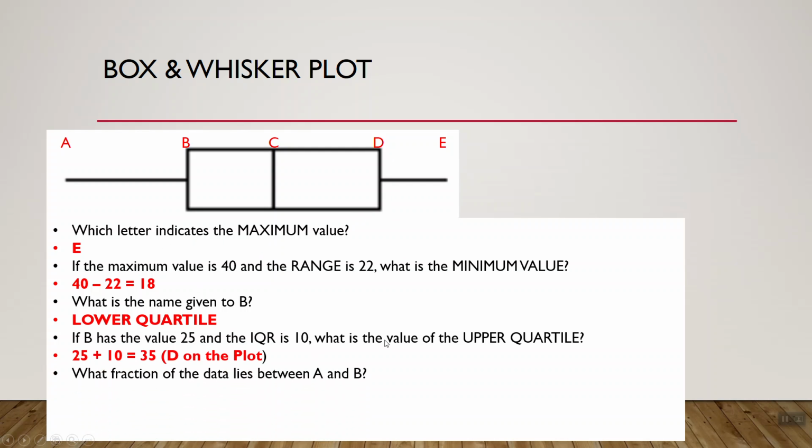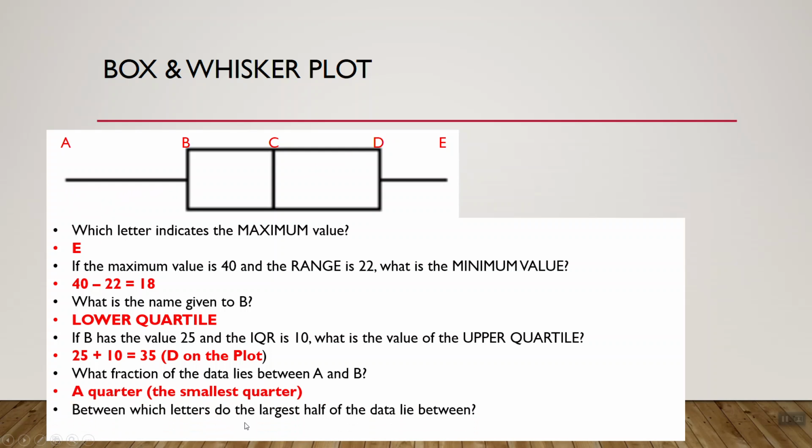What fraction of the data lies between A and B? So the 1, 2, 3, 4 parts on a box plot, so between A and B, B and C, C and D, and D and E, all represent 1/4 of the data. So the fraction between A and B is a quarter, and it's the smallest quarter.